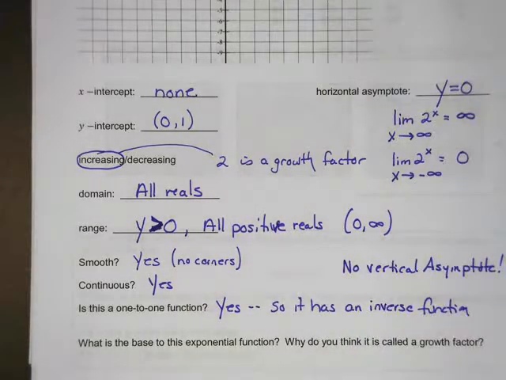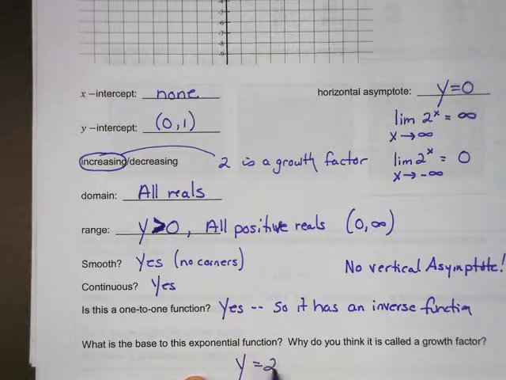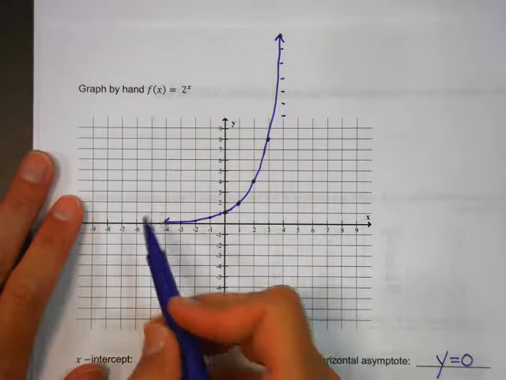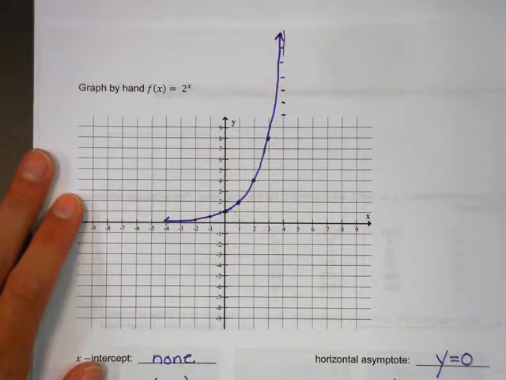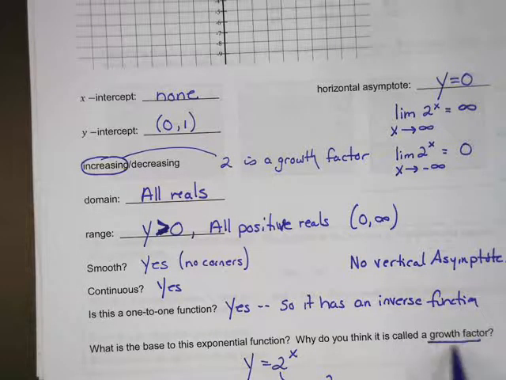All right, so what did we say the base to this exponential function is? It's y equals 2 to the x. So what is its base? 2. Why do you think it's called a growth factor? Look at the graph. If you go from left to right, what's happening to it? It's increasing, like super fast. It's called a growth factor because the graph is increasing.